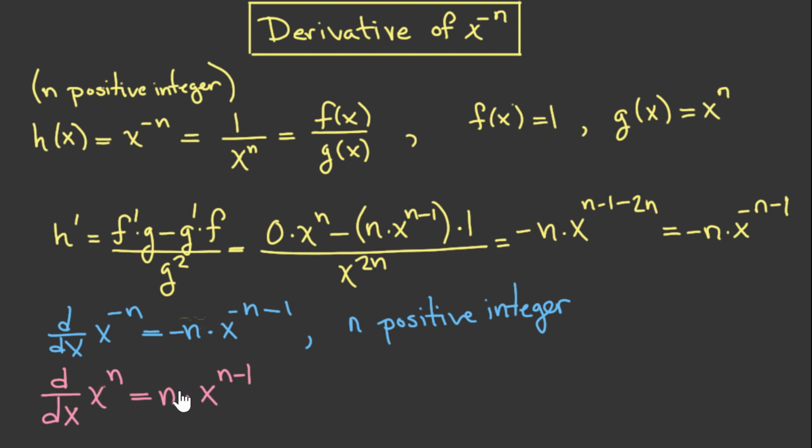And in fact, it even holds when n is equal to 0, because x to the 0 is 1, and we know that the derivative of a constant is going to be 0. So we've now proven that this formula holds for n equal to 0, plus or minus 1, plus or minus 2, for n any integer. We are done.